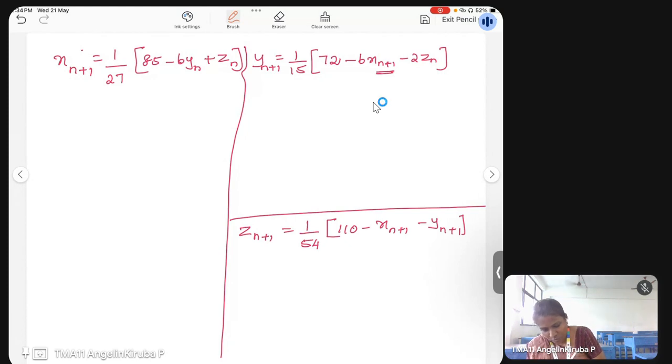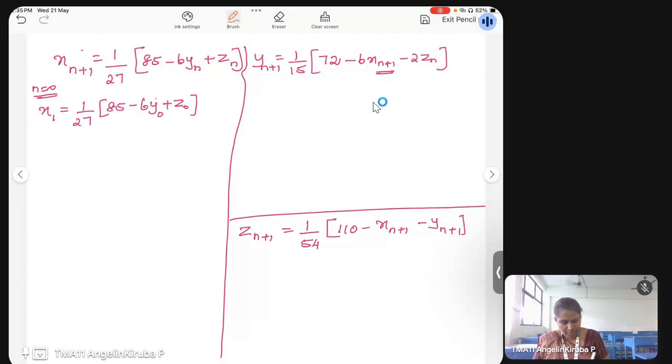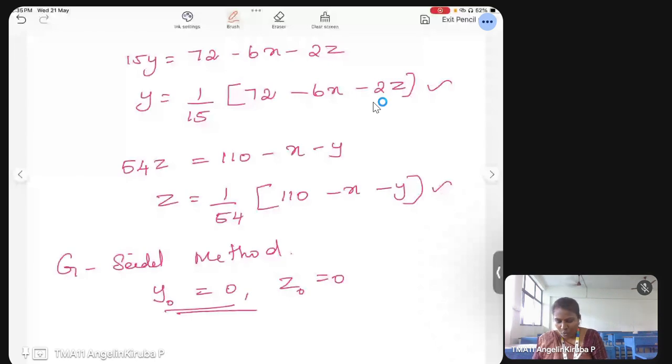Put n is equal to 0. So n is equal to 0, substitute, what will we be getting here? For all the three, put n is equal to 0. So x1 is equal to 1 by 27 into 85 minus 6y0 plus z0. And y0 and z0 we know, we have considered here. y0 and z0 are equal to 0. So now if you substitute 0, we are getting 85 divided by 27.